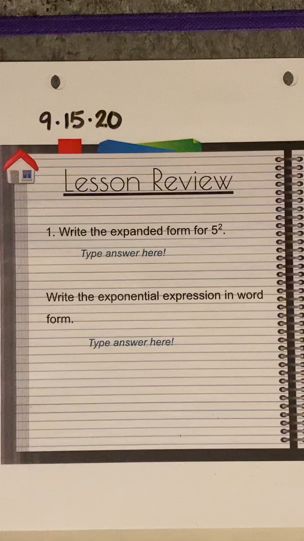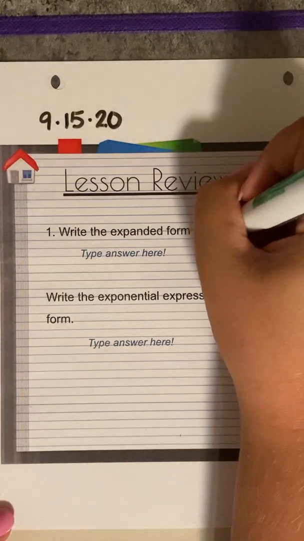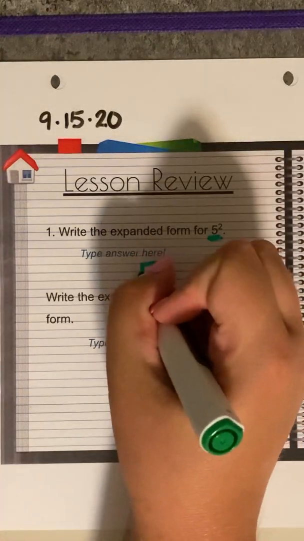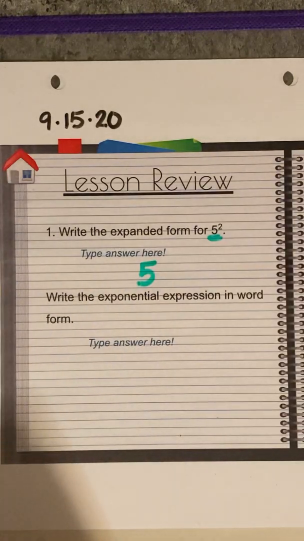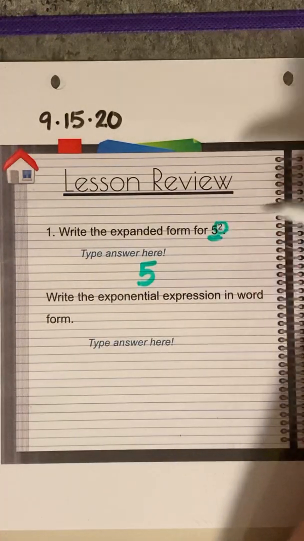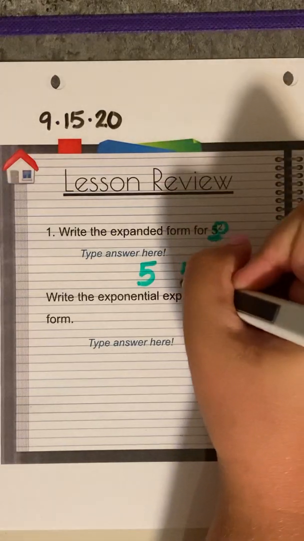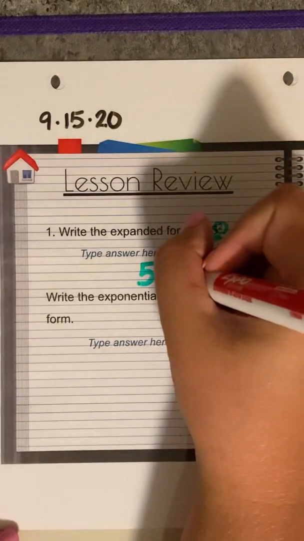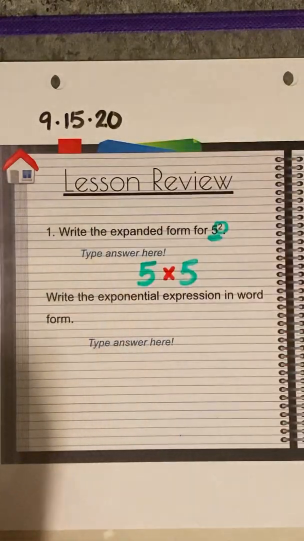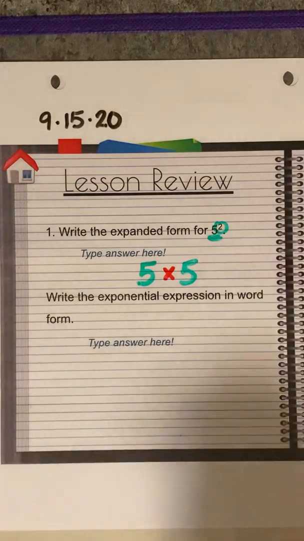So what is our base here? Our base is 5, so we are going to write our base. How many times are we going to see that base? 2 times. So we have 2 5s. Now, what are we doing with those? Oh yeah, we're multiplying. So 5 times 5 is our expanded form.